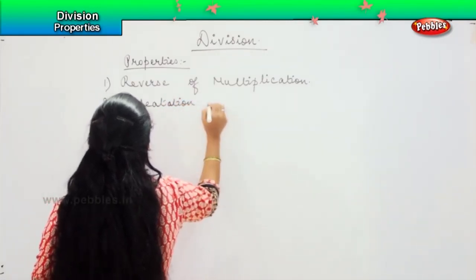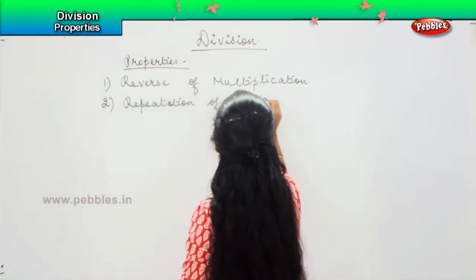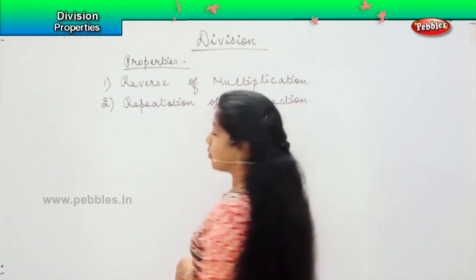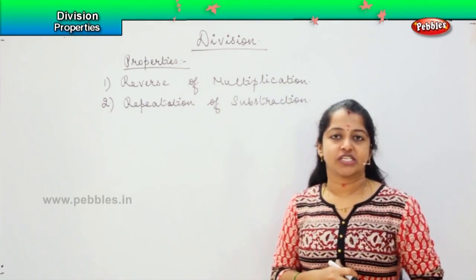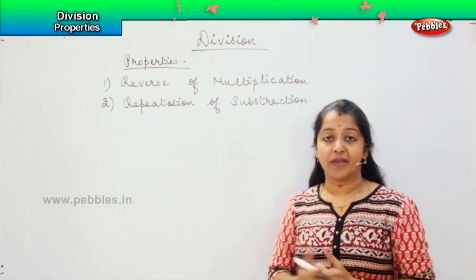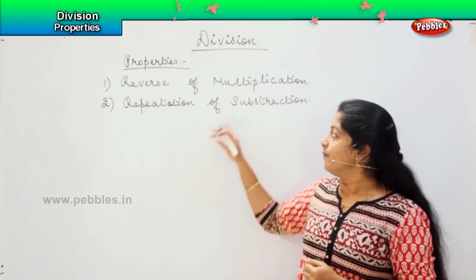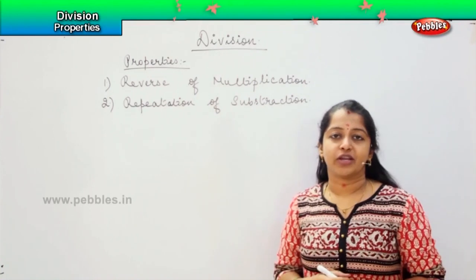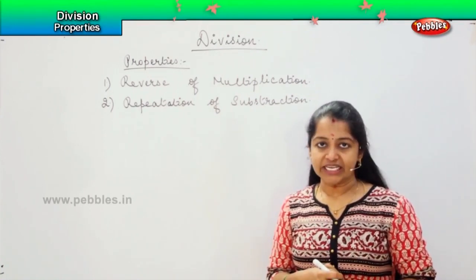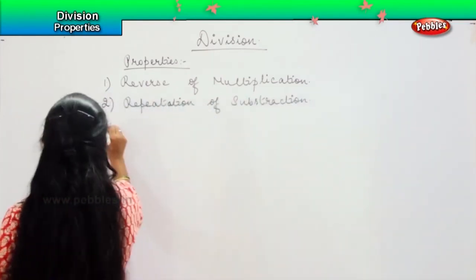It is the repetition of subtraction. As I told you earlier, for a small number, I can do the subtraction and I can find out the result. Whereas if it is going to be a big one, I cannot keep on subtracting the number again and again, right? So using division, it is easy for me to find the answer rather than going for subtraction. Clear? The next one says that dividing the number by 1.